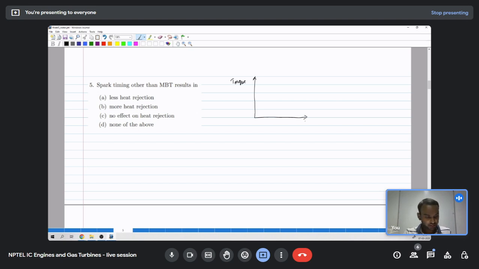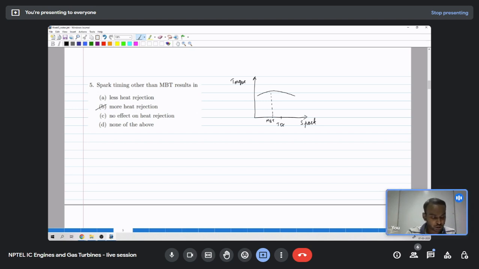So how we achieve MBT is by varying the spark. Say we have TDC and we have some timing here, so we call it MBT. That means the torque is higher at this state. So the answer is B, more heat rejection, other than MBT.